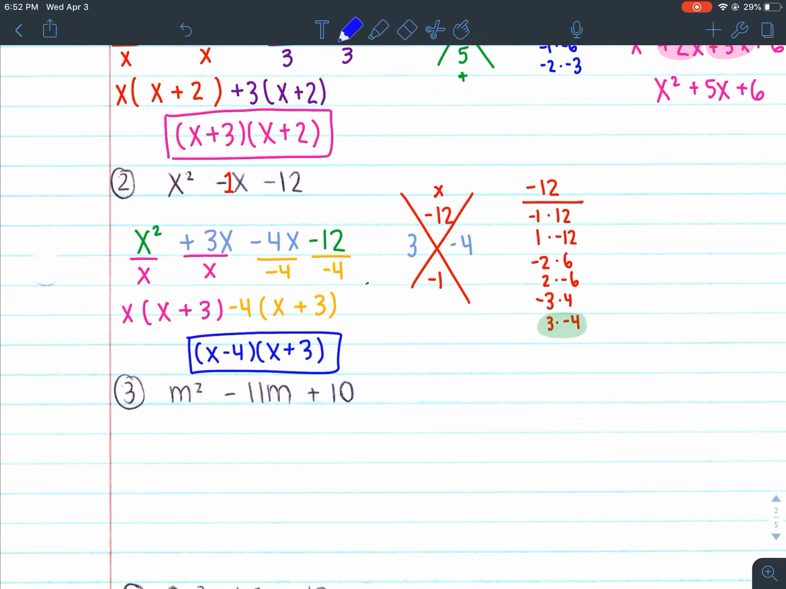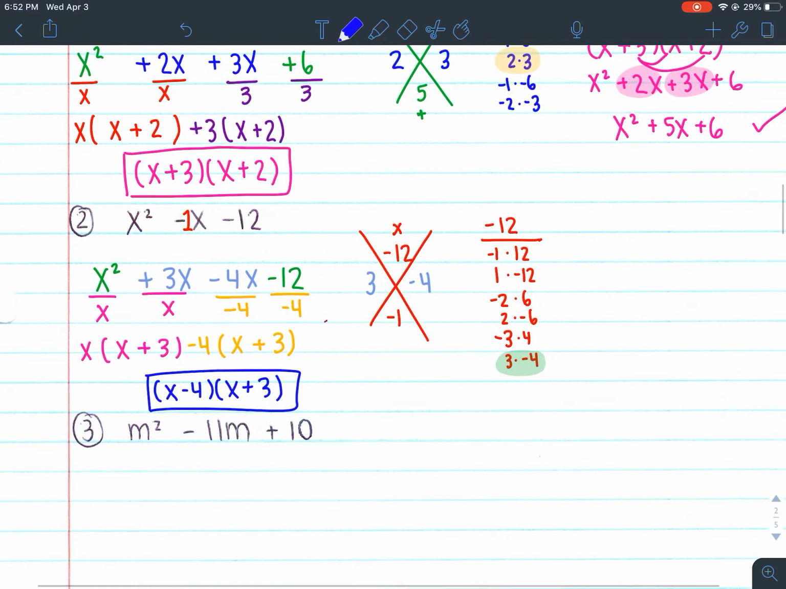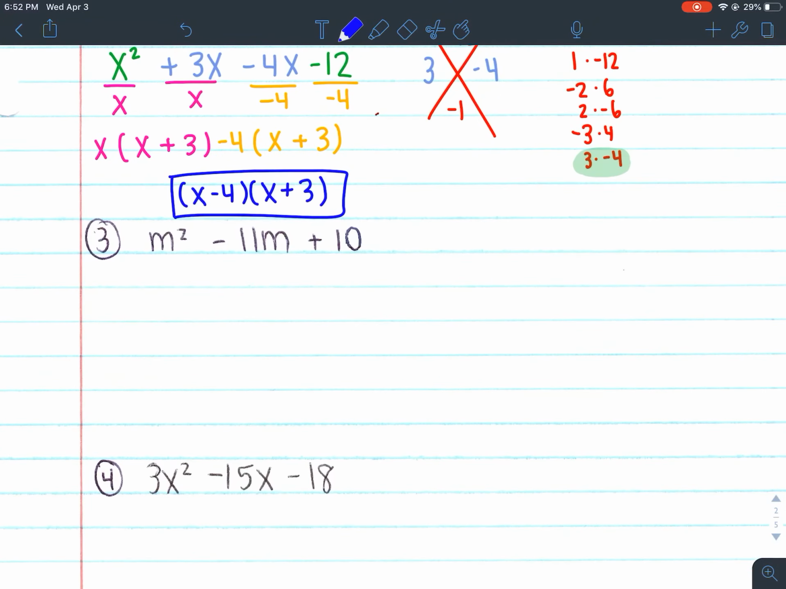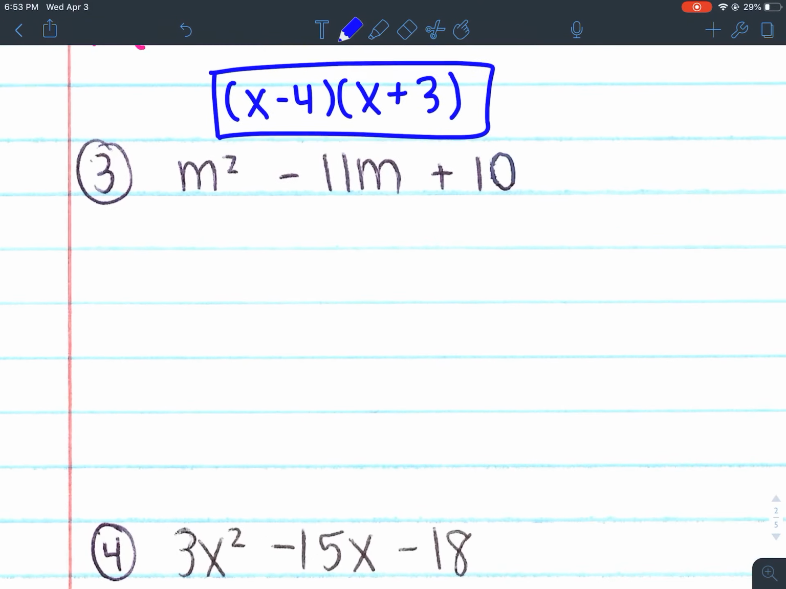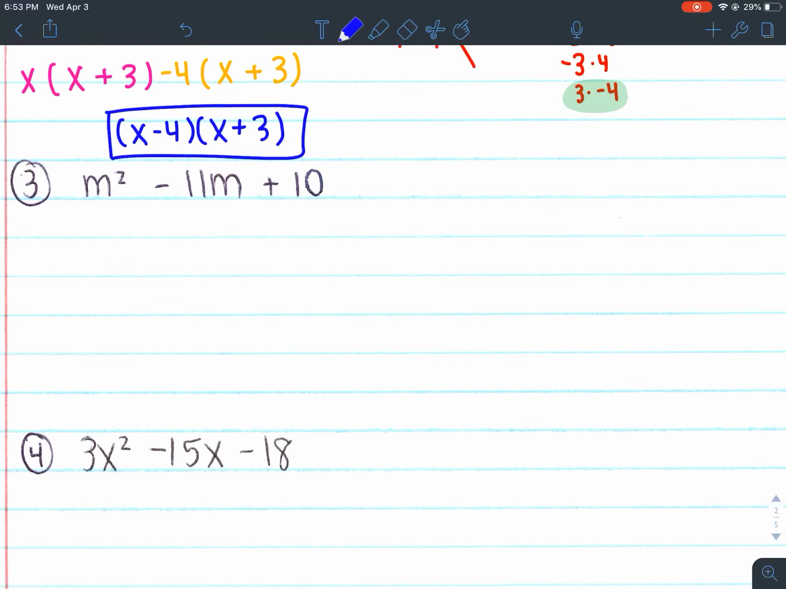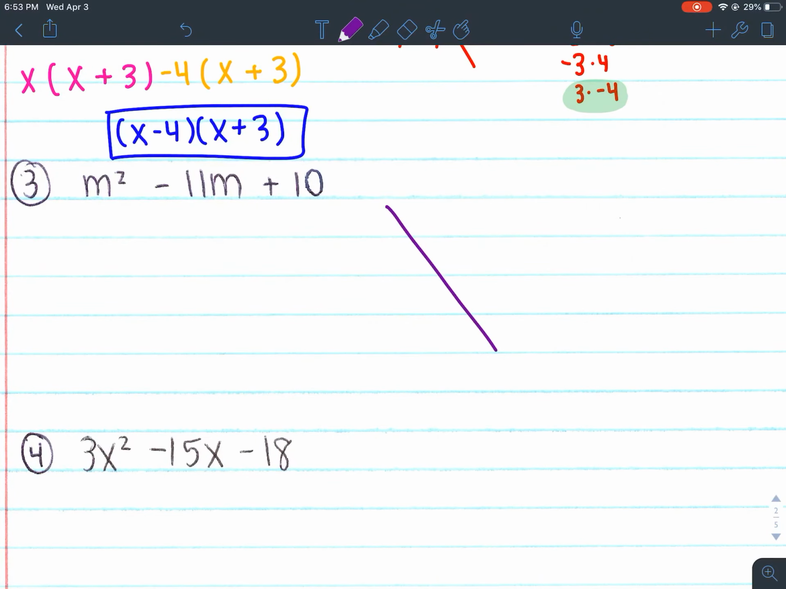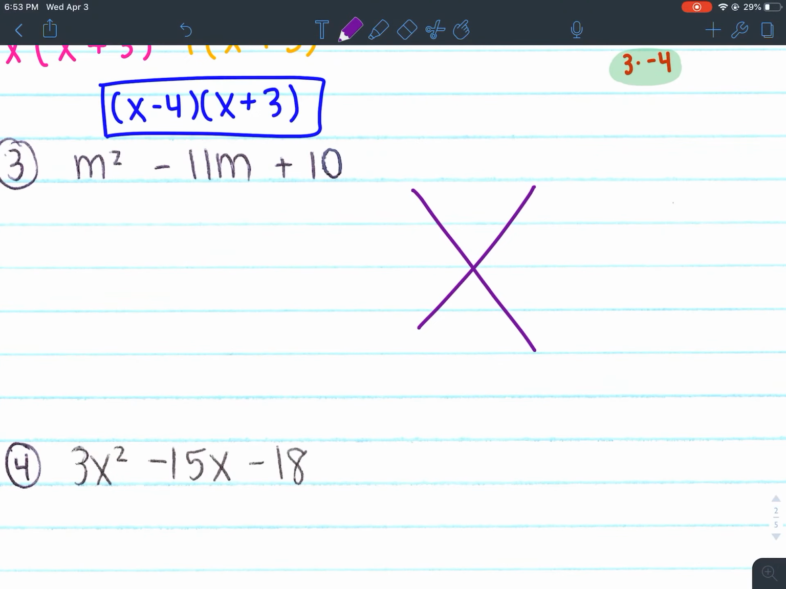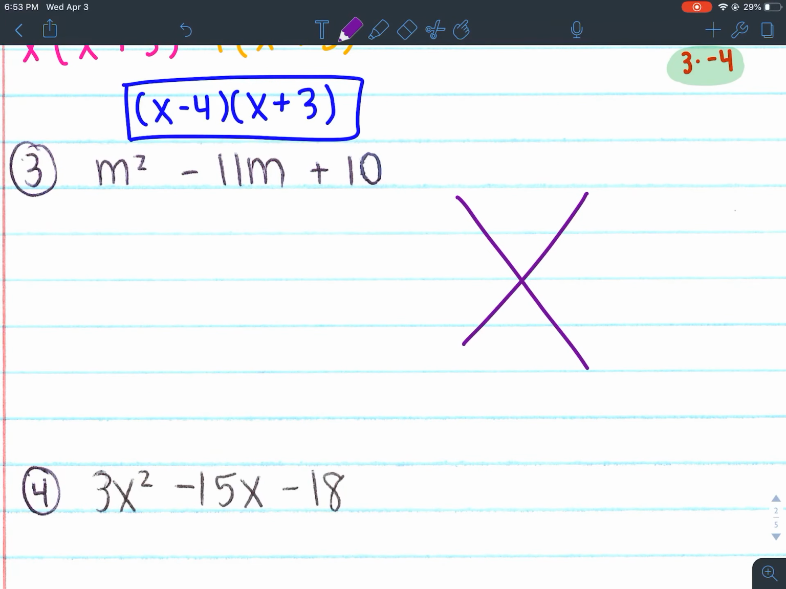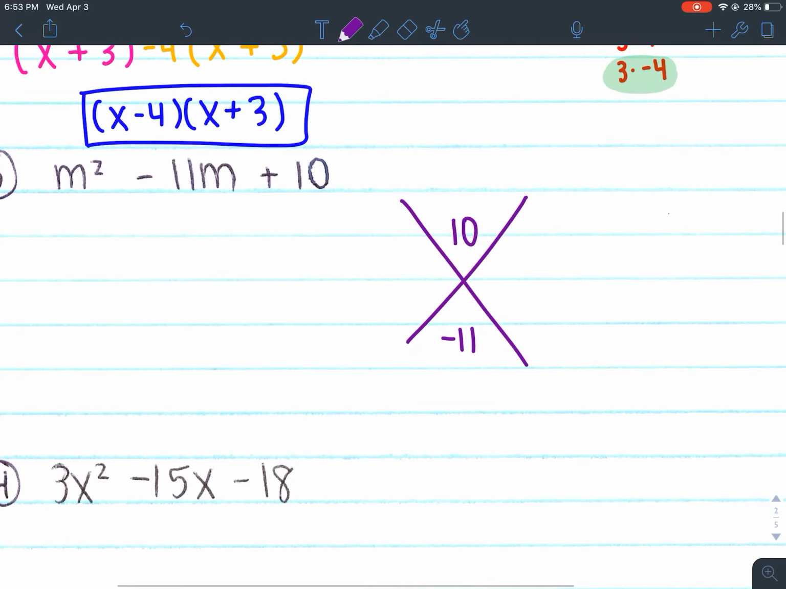Again, you can double distribute and you'll get what you got at the beginning. Okay? Not too bad as soon as we start getting the hang of things. All right. So, number 3. Check for GCF. I don't have one, so I'm going to go ahead and begin. I've got my little x there. I want it to multiply to positive 10, and I want it to add to negative 11.